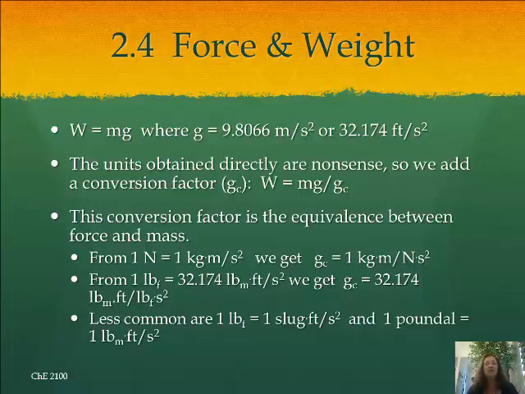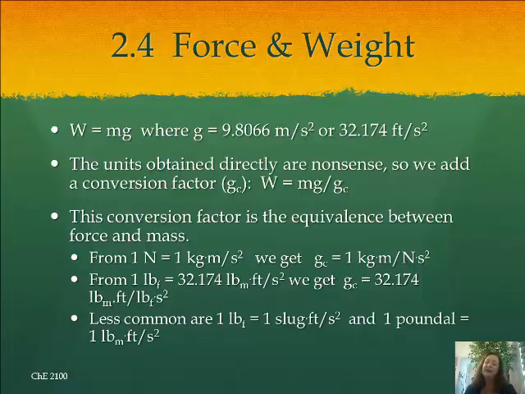Okay? Now, unfortunately, when you do that, you get nonsense units. And so what we have to do is incorporate a conversion factor whenever we switch back and forth from mass to force. It's the equivalency between force and mass, and in SI units it's not so hard because we have one normal choice of force and one for mass, and so it's simple. 1 newton is 1 kilogram times a meter per second squared. So the g sub c value that we get, normally we do mg over gc, and so gc is 1 kilogram meter per newton per second squared.